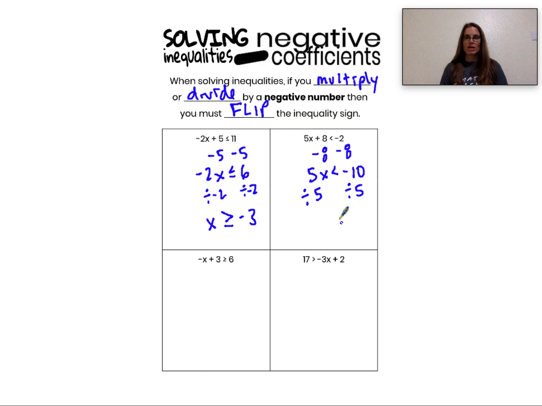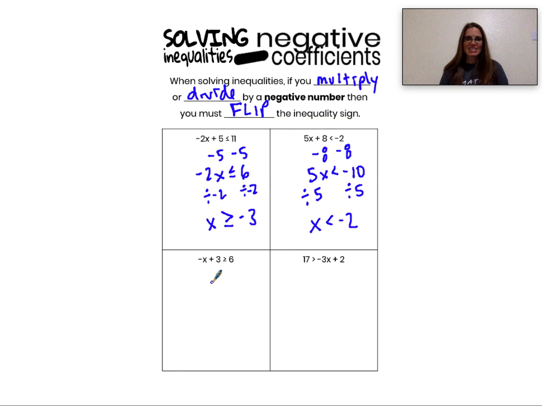Do I need to flip my inequality? The answer is no. It's not just if there's a negative somewhere in my inequality statement. It's only if my inverse operation is to multiply or divide by a negative, which it is not in this case. Therefore, I am done. X is less than negative 2 is my solution, and I did not need to flip because there was not a negative coefficient.